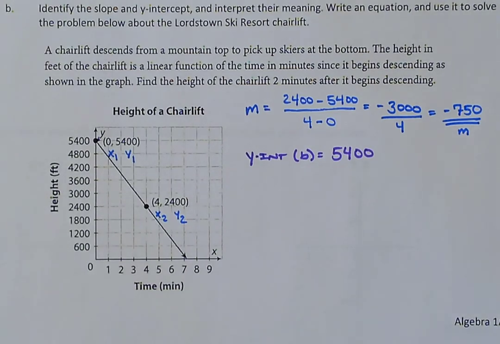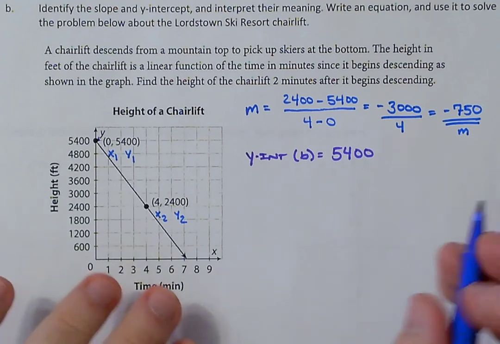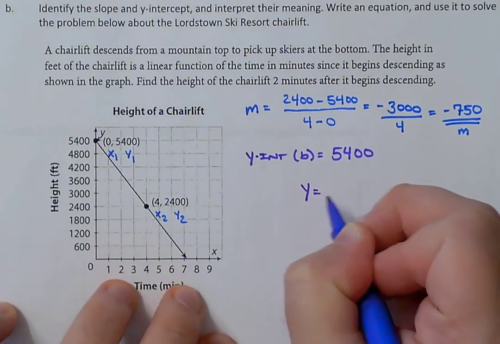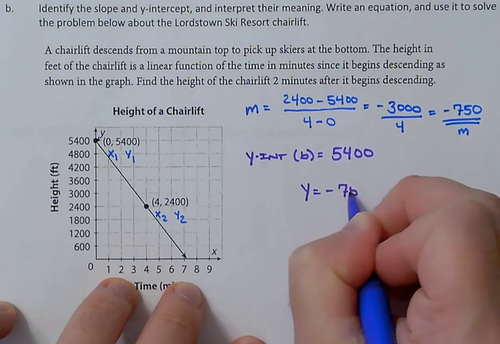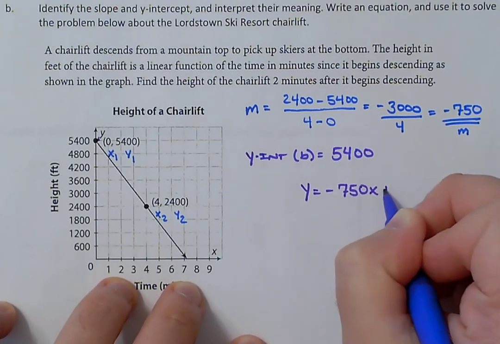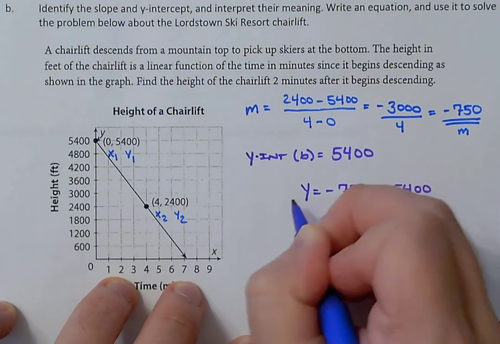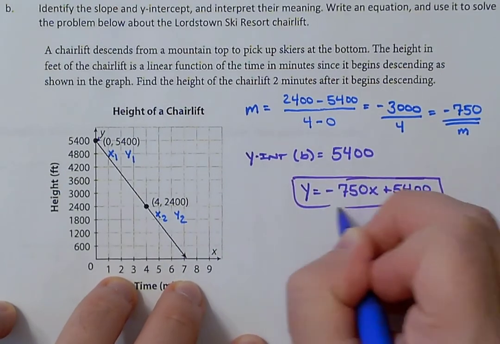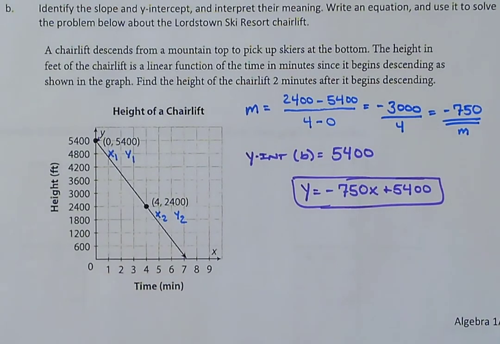So I now have my slope, which is negative 750. I have my y-intercept, which is 5,400. This negative 750 means that the chairlift is going down 750 feet per minute. This y-intercept means that the starting height of the chairlift is 5,400. So my equation is going to be y equals negative 750x plus 5,400. So that is the first part, writing our equation for this problem.